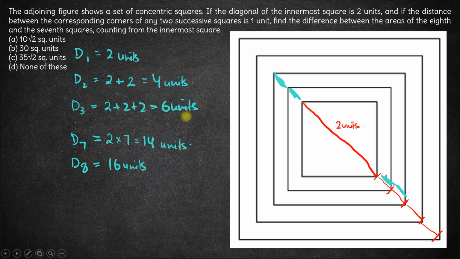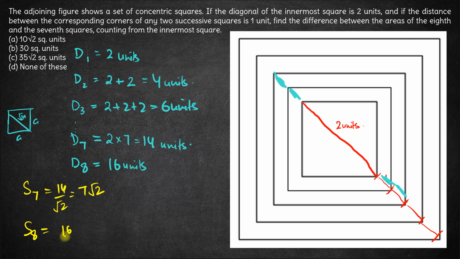Okay. And we know if diagonal is this, the length of the sides will be 14 by root 2. We know in a square, if the side is A, the diagonal is root 2 A. So side is basically diagonal divided by root 2. Okay. So side of the 7th square will be 14 by root 2, which is 7 into root 2. And the side for 8th square will be 16 by root 2, which is 8 into root 2. Okay. These are the sides.